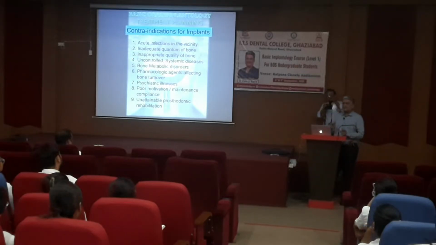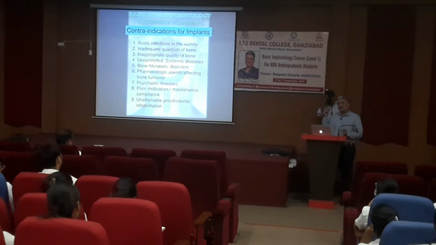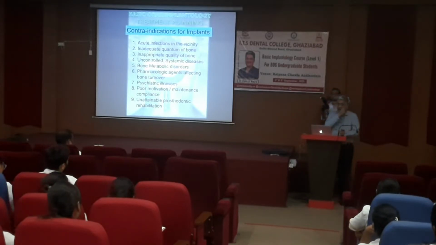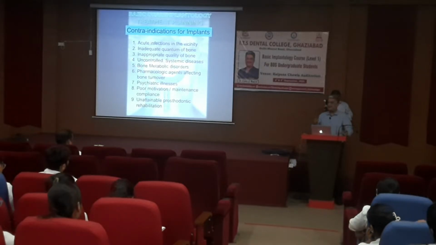Osteoporosis. Is osteoporosis a contraindication in itself? You may have a slow bone turnover. What is osteoporosis? The bone turnover is slow. The rate of osteoclastic activity is high, and there is no balance between osteoblastic and osteoclastic activity. But you can still place an implant, leave it for a longer time. If not 4 months, leave it for 8 months, 9 months, you can still do it.